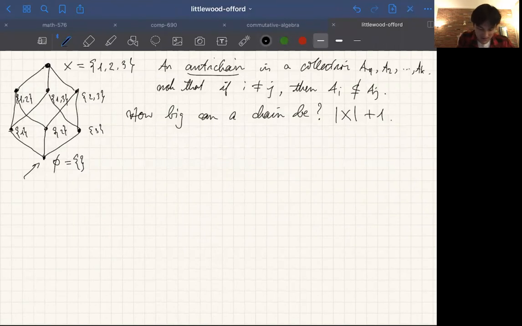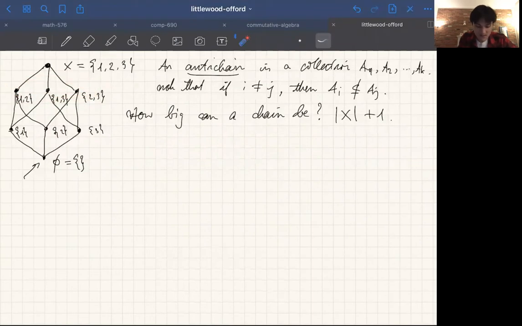So you can look at everything on one level. That's definitely an antichain, because this set is definitely not going to contain that one. If you have two sets of the same size and they're not the same, one can't possibly be in the other. So you take all the sets on one level. And how big can one of these be?